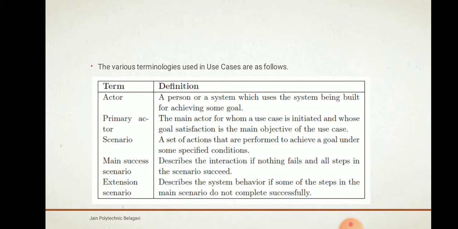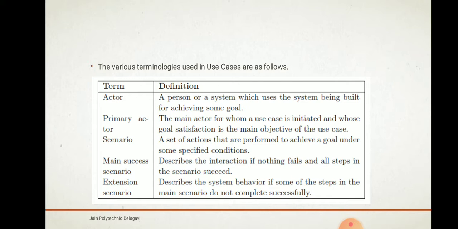Primary actor, the main actor for whom a use case is initiated and whose goal satisfaction is the main objective of the use case. Scenario. Scenario means the set of actions that has to be performed to achieve a goal under some specified conditions. Main success scenario. It describes the interaction if nothing fails and all steps in the scenario succeed. So if all steps succeed in a scenario, it is called the main success scenario.